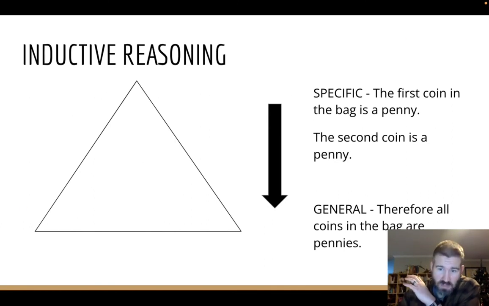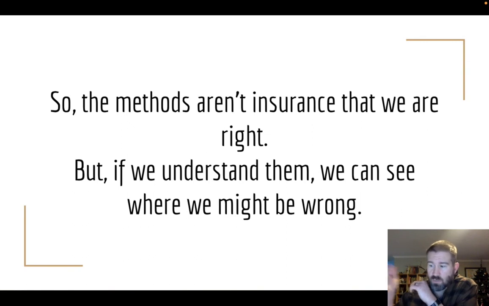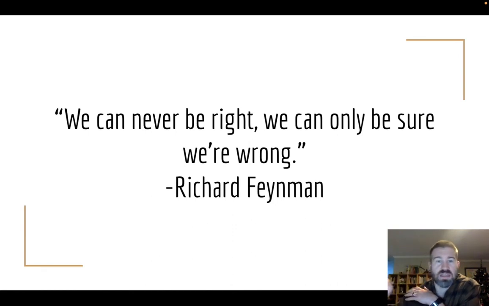Again, these methods are not insurance that we're going to get everything right. But if we understand that what we are generally doing here is inductive reasoning, then we're moving towards certainty. And a really fantastic quote on this that I'm going to leave you with is from the quantum physicist Richard Feynman, really brilliant individual. And he said of the scientific process, we can never be right. We can only be sure we're wrong, right?